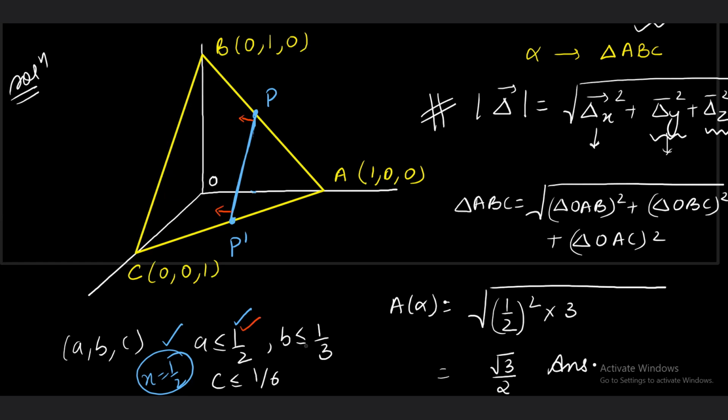Now what is the second region? B is equals to 1 by 3, I'm going to mark now. So okay, let's mark B equals to 1 by 3. 1 by 3 means you can see that here we are going to get 1 by 3. So the plane y equals to 1 by 3.